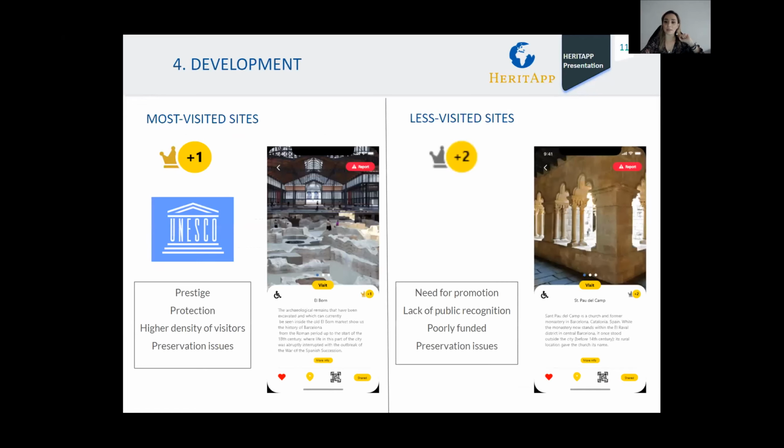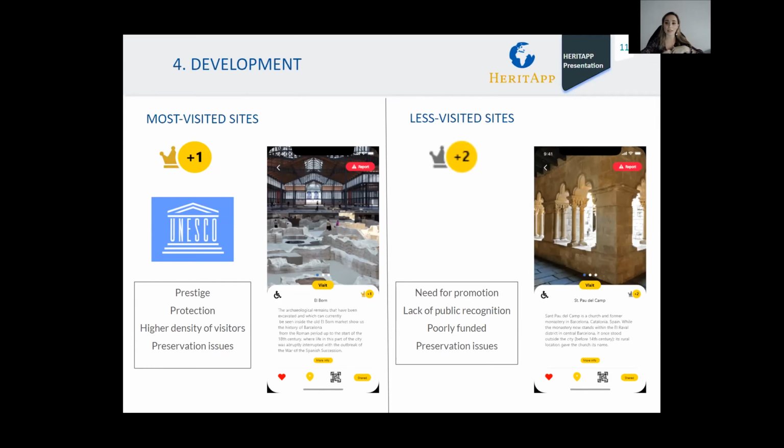And these application screens show the ones designed for both the most visited sites and less visited sites. In order to balance visits, gamification in Heritapp has been applied as follows. Visits to most visited sites will reward one HeriCoin, while a visit to less visited sites will reward two HeriCoins. Why? Because that way visitors can also win cultural prizes if they visit most visited sites. We didn't want to have any negative effect on these more rewarded, or more known, sites.